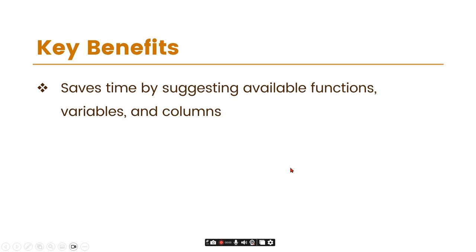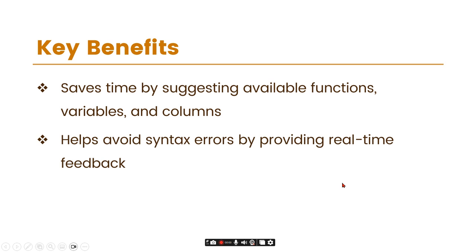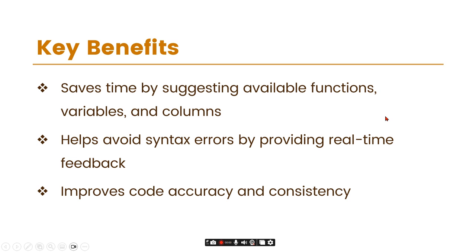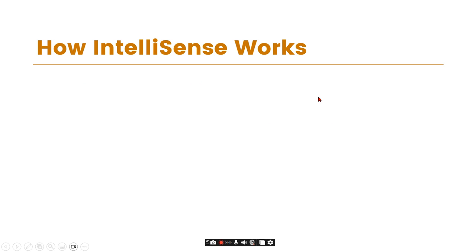With IntelliSense, we can save time because it suggests the functions, variables, and the columns. It also helps us avoid syntax errors by providing real-time feedback as well. It also improves code accuracy and consistency.